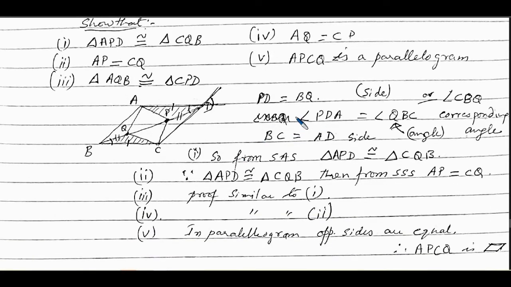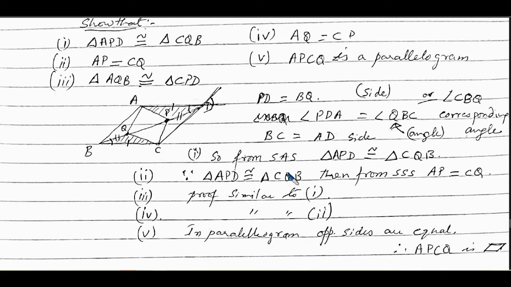Should I go on? Okay, maybe I'll go on for your sake. This PD is given. PD is equal to QB, the side is given. The angle I have written here: angle PDA is equal to angle QBC. This PDA, as I said, is an alternate interior angle. So this is a corresponding angle, and BC is equal to AD, this is also given. So from side-angle-side I can prove the first one.